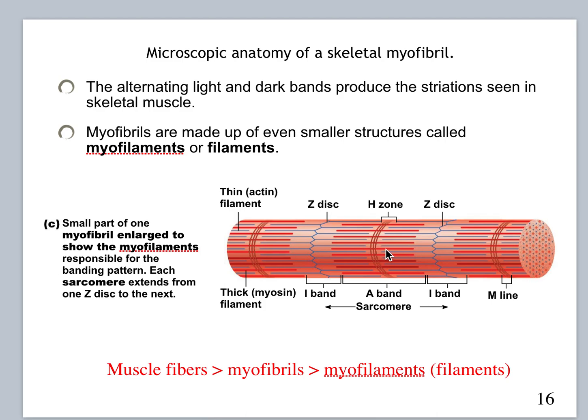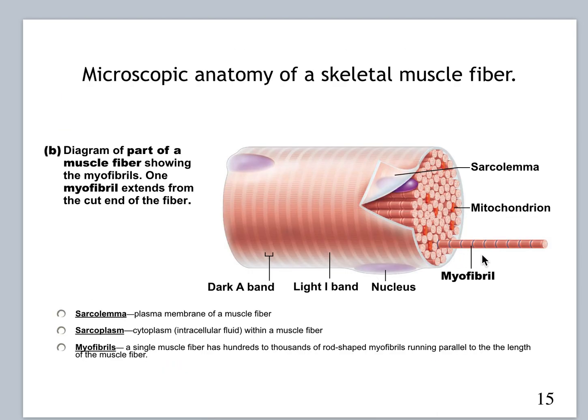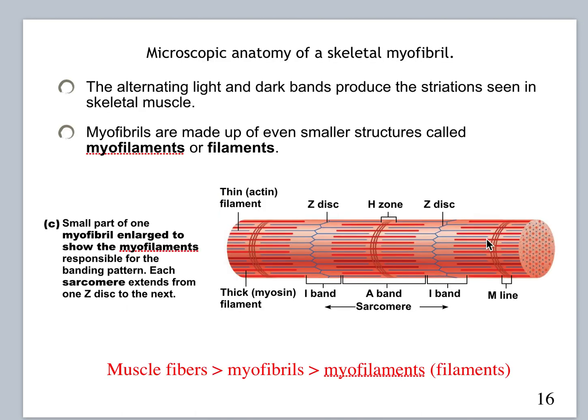Now this myofibril, here we're taking one of those myofibrils. Let's blow that up and look at it closer. Here's the myofibril, and if you notice, it's actually composed of even smaller fibers called myofilaments, or filaments. So the structures from large to small are: the muscle fiber, or muscle cell, is made up of myofibrils, which are made up of myofilaments, otherwise called filaments. It's these filaments that give the alternating light and dark bands that form the striations of the muscle. And we're going to look at how these filaments line up and what they are composed of.